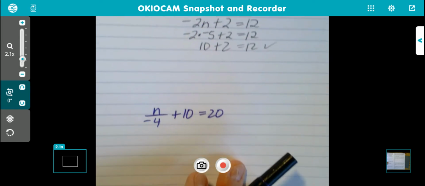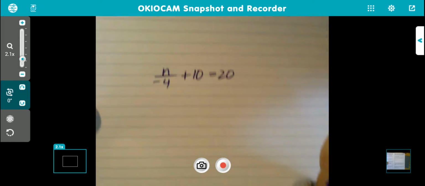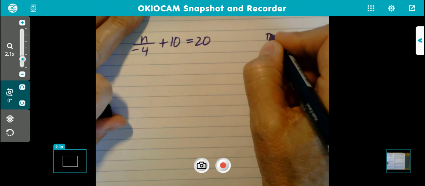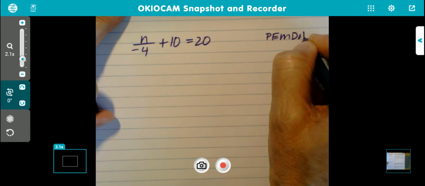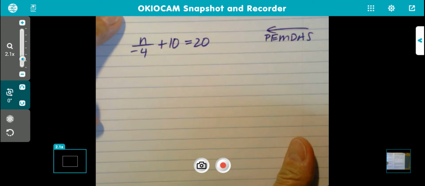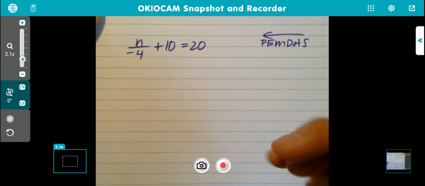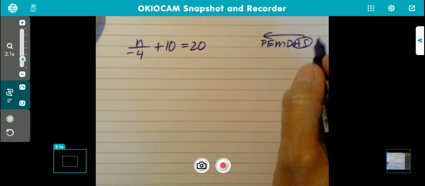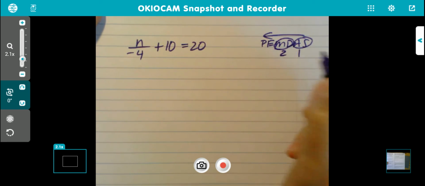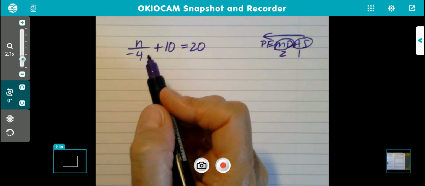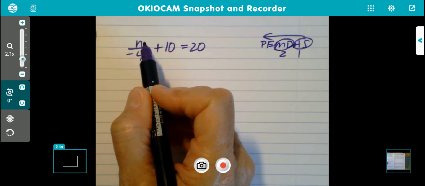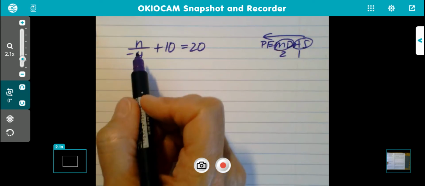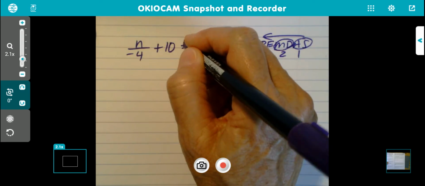All right, now I'm going to do one more with you. I'm going to do one that has some division in it. Again, you want to do PEMDAS backwards, just like you did before. I am going to undo the addition and the subtraction first. Then I'm going to undo the multiplication and the division. This looks like n is being divided by -4. So I'm going to deal with that second. It's also being added with 10.